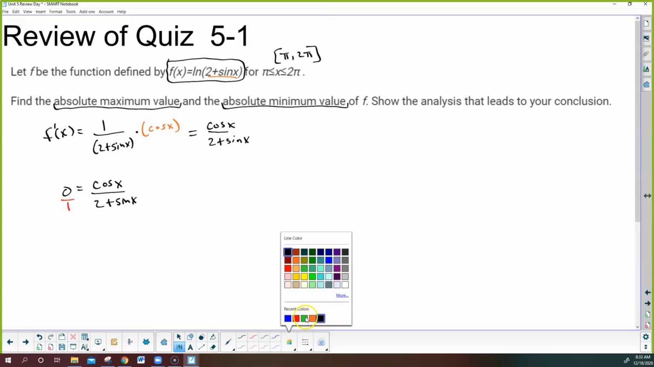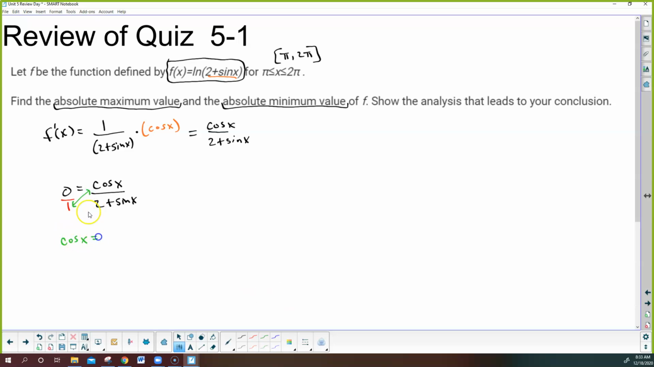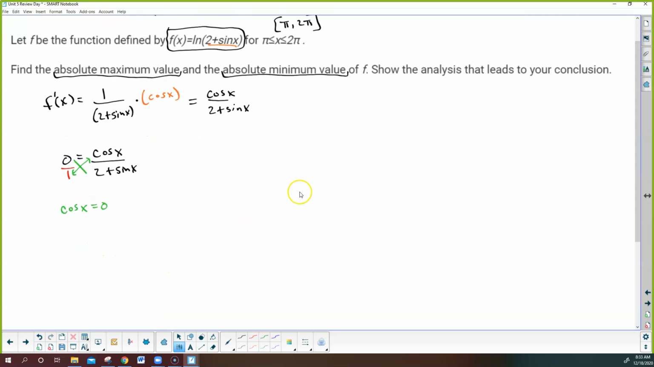And my guess is if I just showed you that one piece, you would then kind of instinctually say, oh, that's cross multiplying. 1 times cosine is cosine, and 0 times anything is 0. So now I have to figure out when is cosine equal to 0.